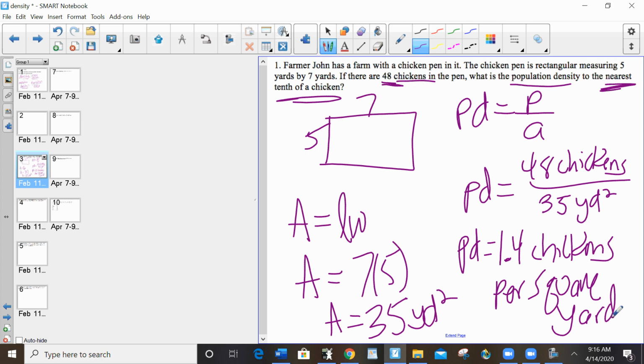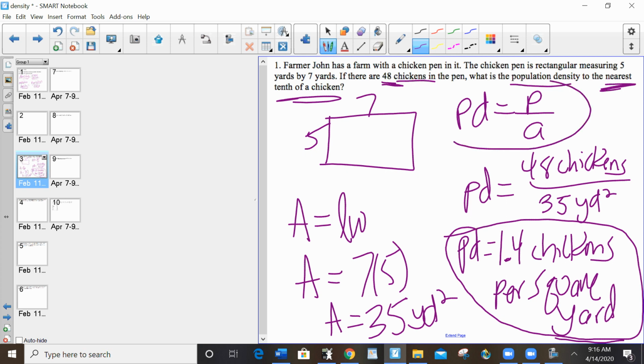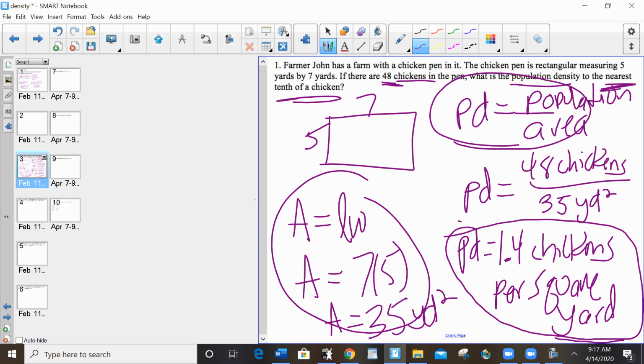It's saying in this particular circumstance, if I'm looking at this chicken pen, for every square yard, there's an average of 1.4 chickens. Does that mean we're slicing chickens into tenths? No, it just means on average, each square yard has 1.4 chickens. The more dense it is, the more tightly together everything is. That's what population density measures. So again, to find population density is population over area, PD equals P over A. Just write that in. PD equals P over A for short to help us remember. And then we find the area. Once we have the area, we sub into PD equals P over A, and we have our answer.